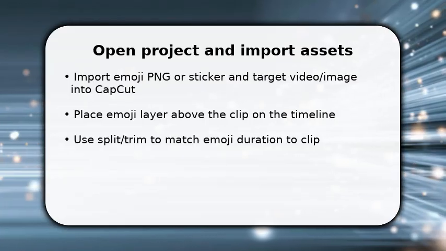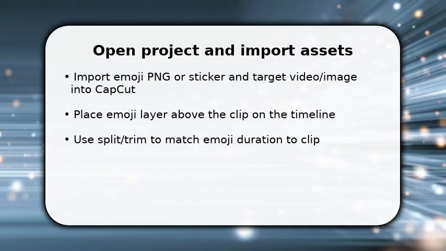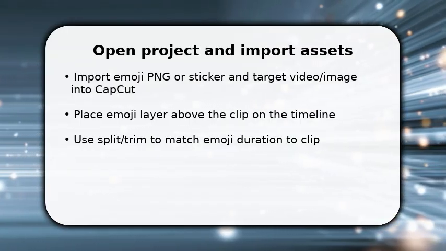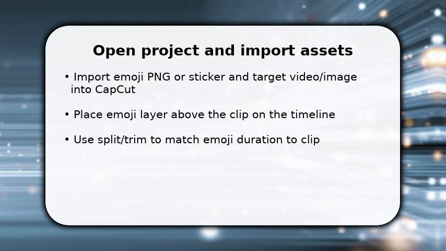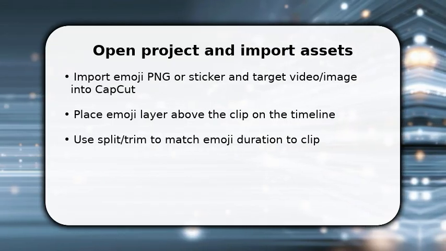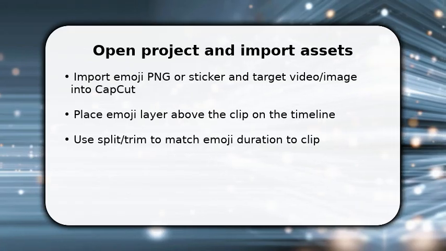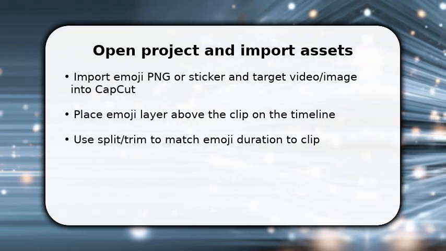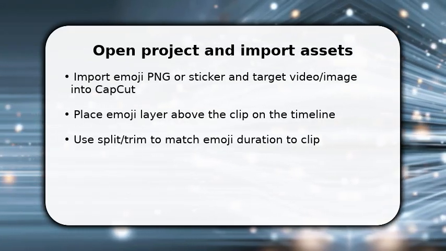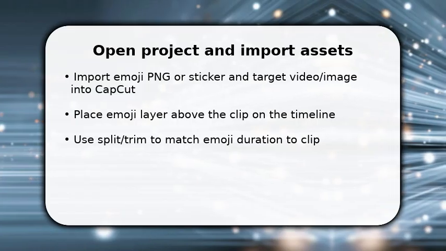You start by importing the emoji PNG or sticker and the clip you want to edit. This ensures both assets are ready. Next, tap and drag the emoji layer above the main video on the timeline so it overlays correctly. Once done, trim or split the emoji layer to match the exact duration of the underlying clip.